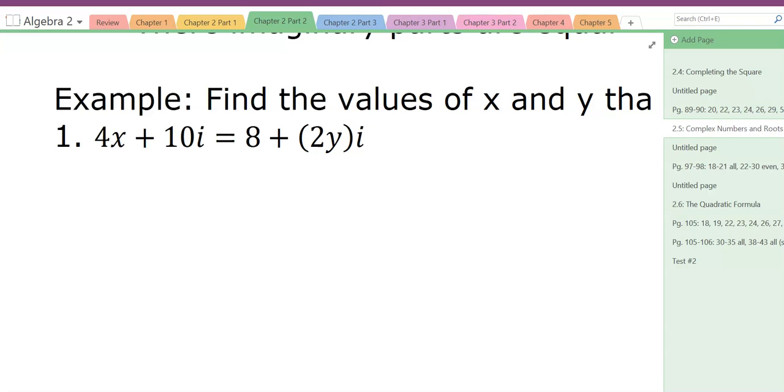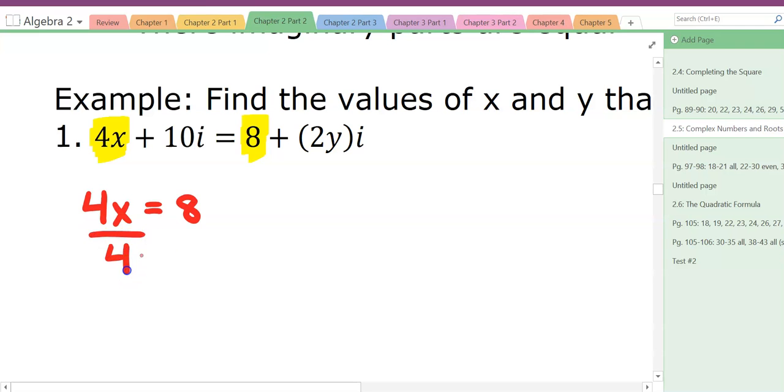For example, 4x does not have an i. And on the other side of the equal sign, 8 does not have an i as well. So we're going to just take those two pieces and set them equal. 4x equals 8. Now if I wanted to solve for x here, because they're asking me to figure out what x is equal to, I'm going to divide both sides by 4. So I get x equals 2.